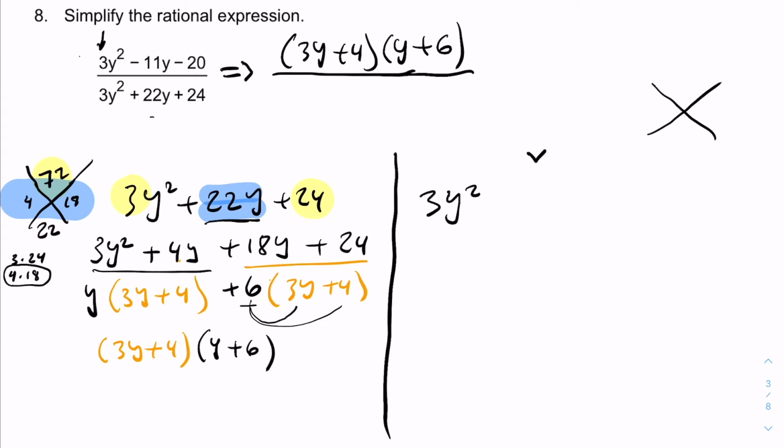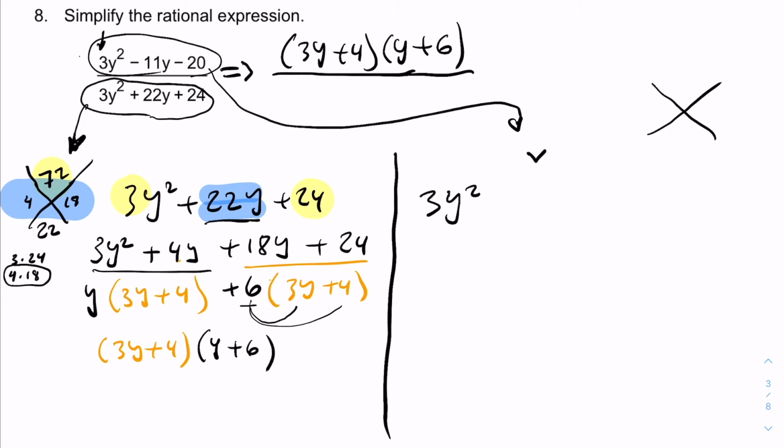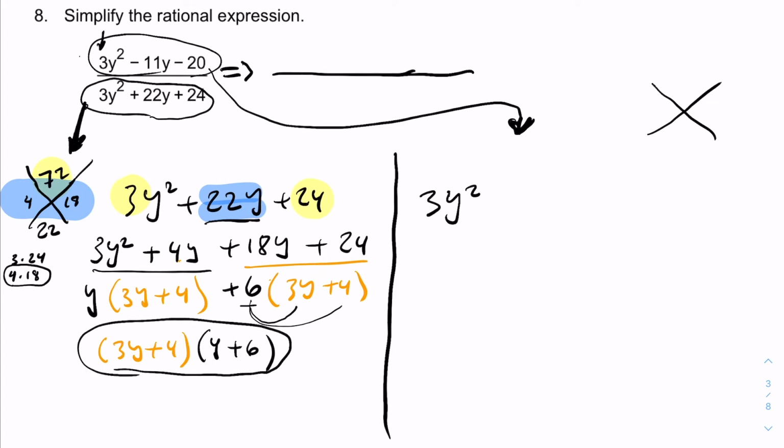Somehow I copied this one down: 3y squared plus 22y plus 24, and I did that there. Which means I need to copy this one down and sneak it over here and do it right there. Interesting. Okay, so the work over here was the denominator, which came out to be 3y plus 4 times the quantity y plus 6.